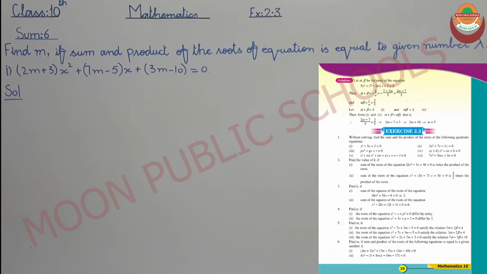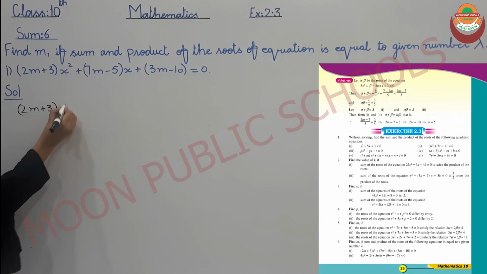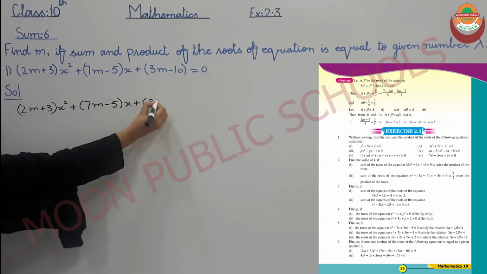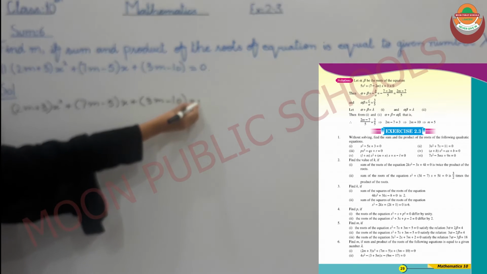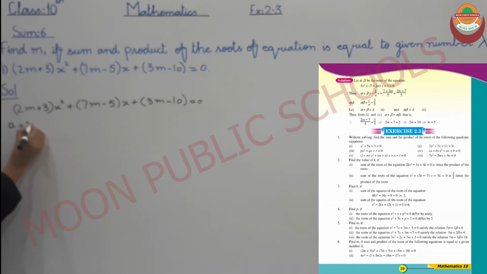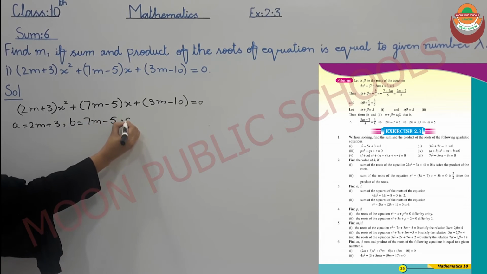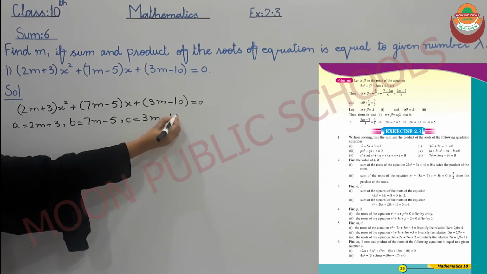Now we start another sum. Sum 6. Find m, if the sum and product of roots of the equation is equal to a given number lambda. First part is 2m plus 3 into x square plus 7m minus 5 into x plus 3m minus 10 equals 0. First we write the question. 2m plus 3 x square plus 7m minus 5 x plus 3m minus 10 equals 0. Here a equals 2m plus 3, b equals 7m minus 5 and c equals 3m minus 10.